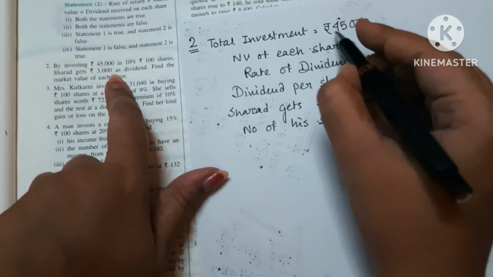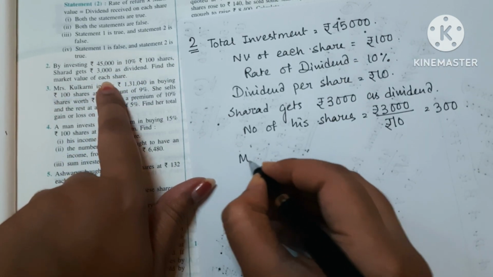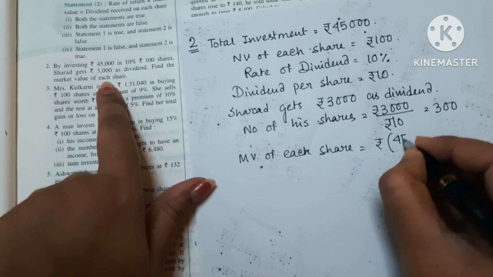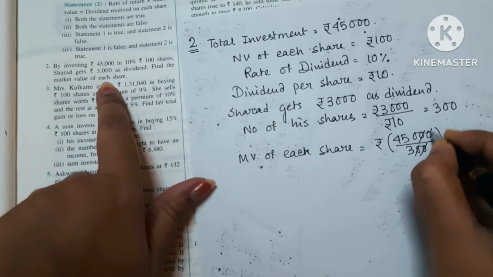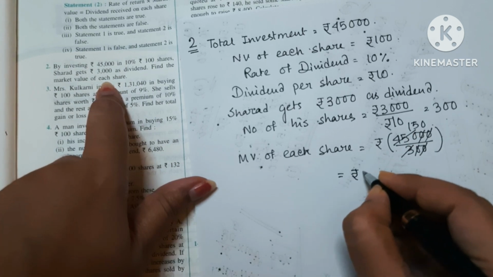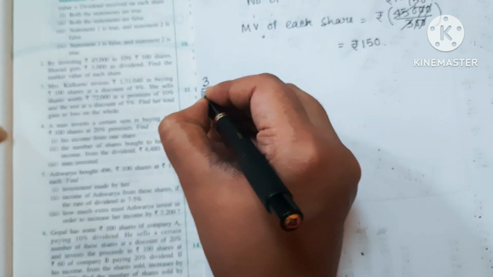Okay. Now total investment is this one. So market value, find the market value of each share. So market value of each share rupees 45000 divided by 300. So answer will be rupees 150. Okay. Now see question number 3.